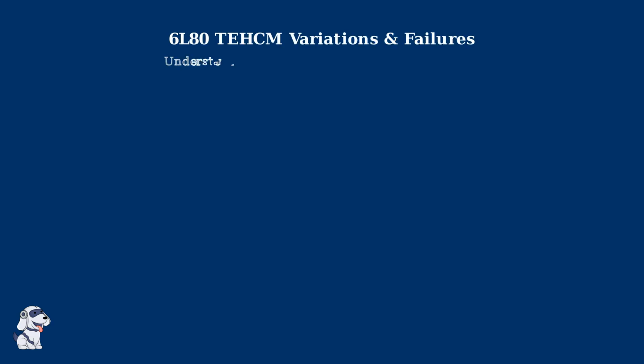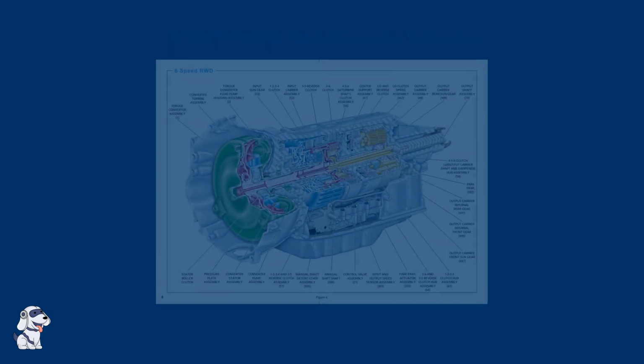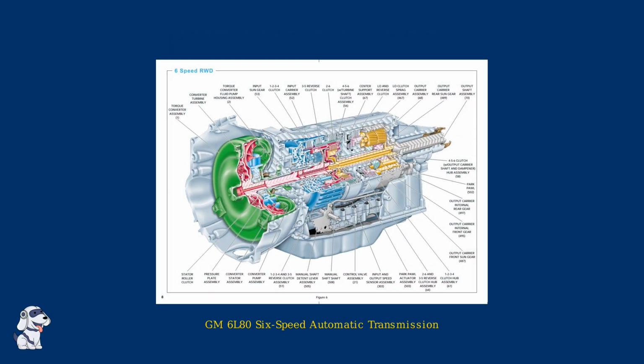Welcome. Today, we're diving deep into the 6L80 transmission and its Transmission Electro-Hydraulic Control Module, or TEHCM. We'll explore the critical differences between TEHCM versions and identify their most common failure points. The 6L80 is a 6-speed automatic transmission widely used in GM vehicles. This complex electro-hydraulic system relies heavily on precise electronic control for its operation.